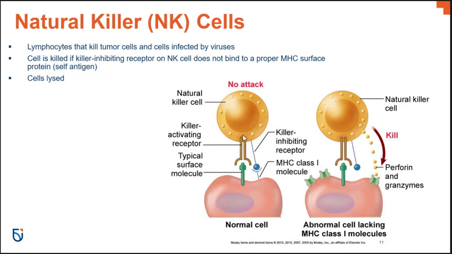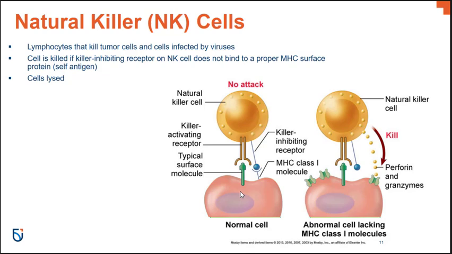You can see that the natural killer cell, as just mentioned, possesses a killer activating receptor. So this receptor would be what would activate the killing of the cell that it binds to, but it also has a killer inhibiting receptor. So let's talk about each. The killer activating receptor binds to any of several common surface molecules that are found on cells. So for example, this typical surface molecule here. Thus, the natural killer cell can bind to any cell of the body as well as foreign cells.